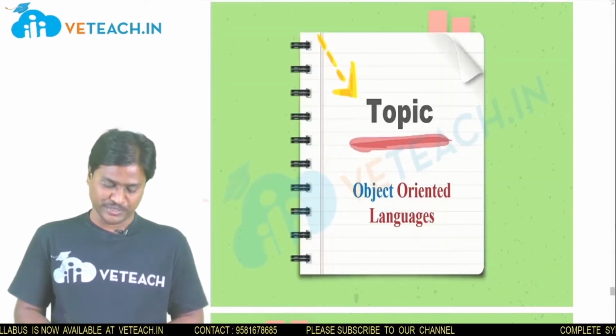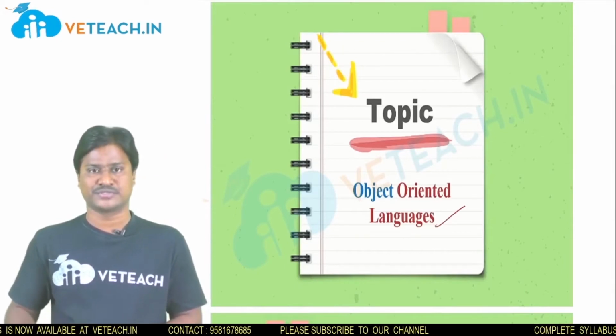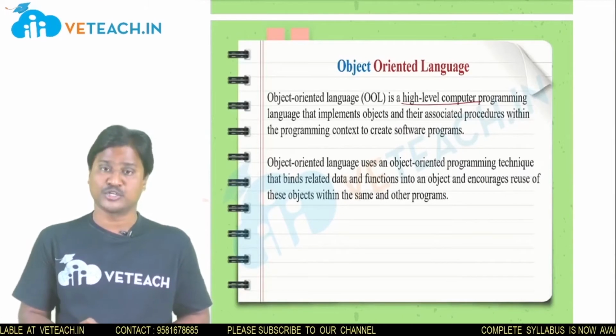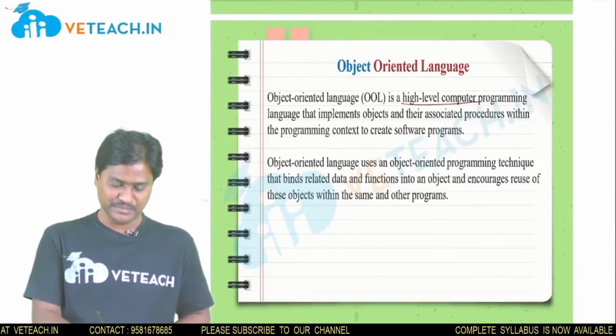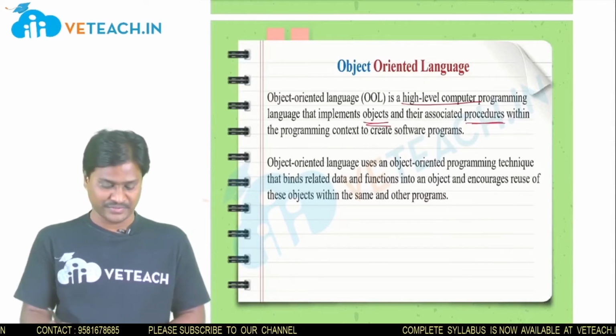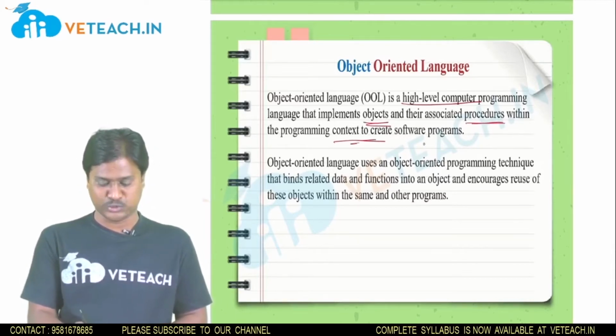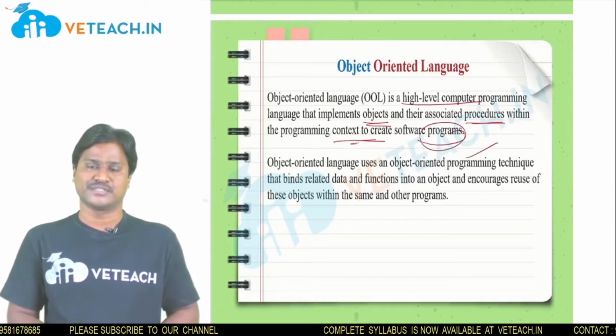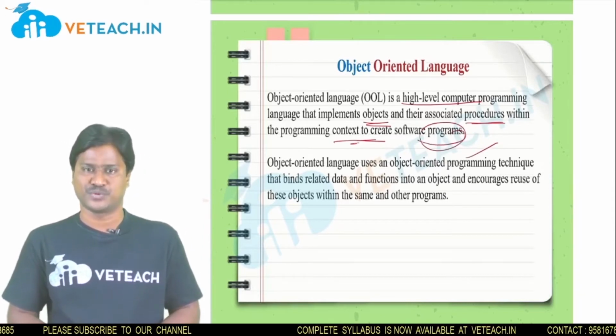Coming to the next topic, object-oriented languages. An object-oriented language is a high-level computer programming language that implements objects and their associated procedures within the programming context to create software programs. In software program designing, software is nothing but a collection of programs.